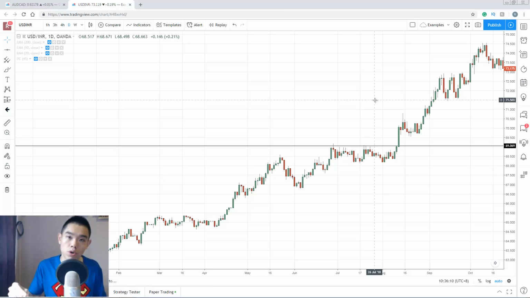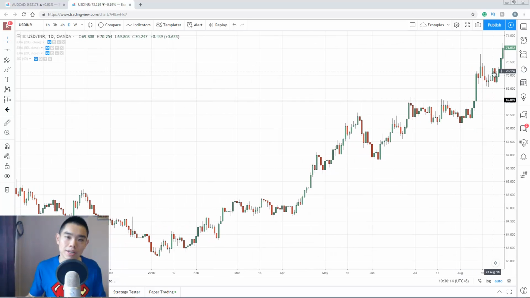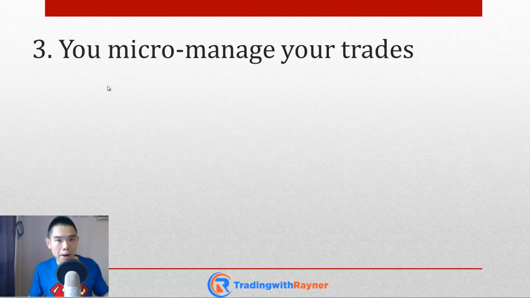Because if you manage your trades on a lower time frame, in this case, a pullback on the daily time frame will look like a downtrend on the lower time frame, and you will scare yourself out of the trade, right? Because you are micromanaging your trade. You're trading the noise on the lower time frame. Okay, so this is important. So don't micromanage your trade.